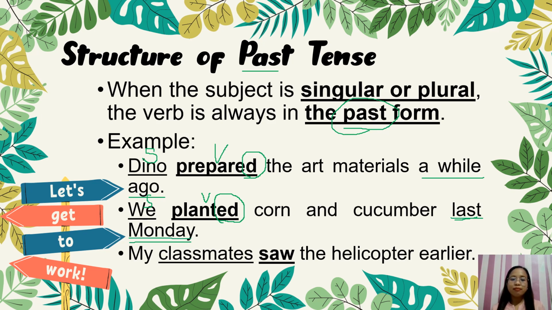Okay? Okay, let's have one more class. My classmates saw the helicopter earlier. Okay, what is the subject? The word classmates or my classmates. And the verb is saw. Okay, that is the past form of the word see. Okay? So, kaya sabi ko sa inyo, dapat alam niyo yung mga past form ng mga verb. Okay? Memorize niyo po yan para di tayo namamali. Okay? So, these sentences are all in the past tense.